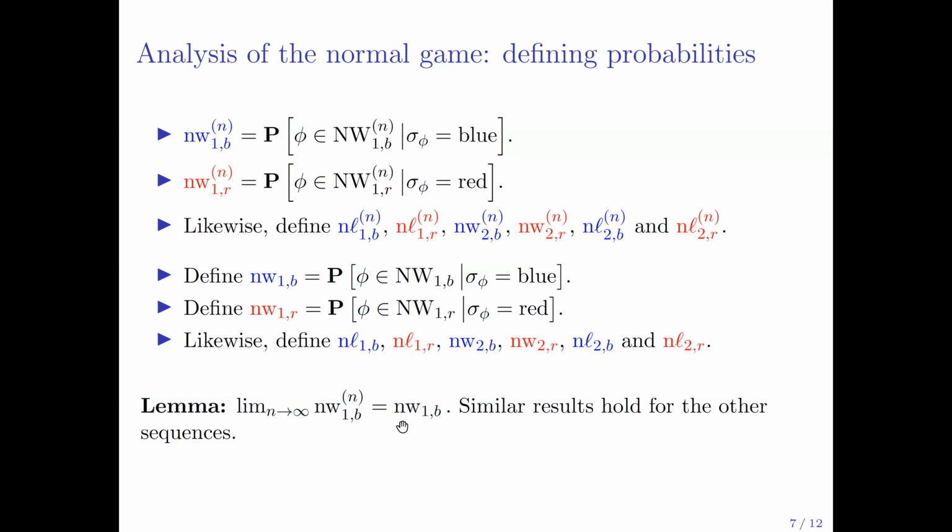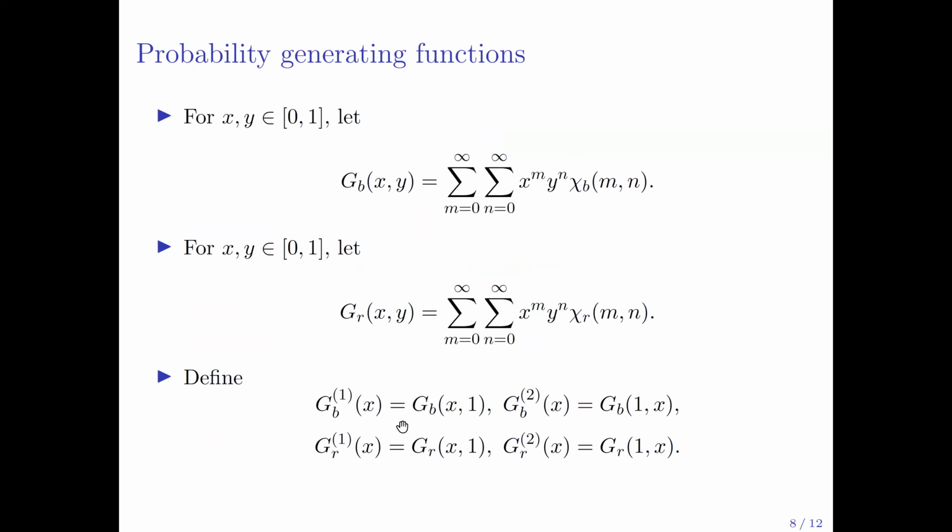Okay, so similar results will hold for the other classes of vertices. Before I go into how I set up certain recursions, I just need to introduce a few notations. G sub B indicates the probability generating function corresponding to chi sub B. If you recall, chi sub B is the offspring distribution of a vertex conditioned on the vertex having color blue. Similarly, G sub R is the probability generating function corresponding to chi sub R.